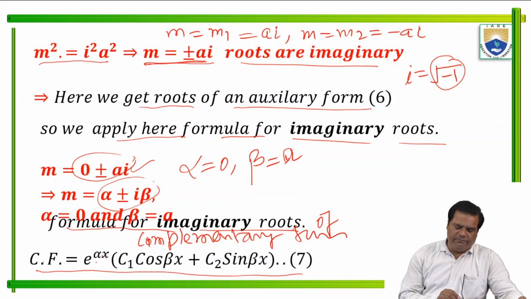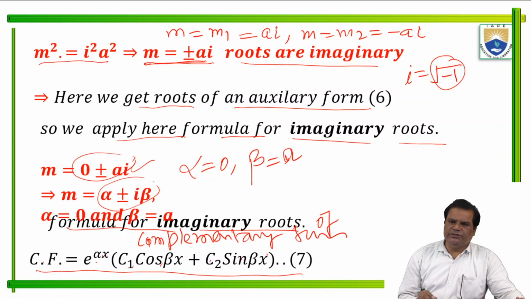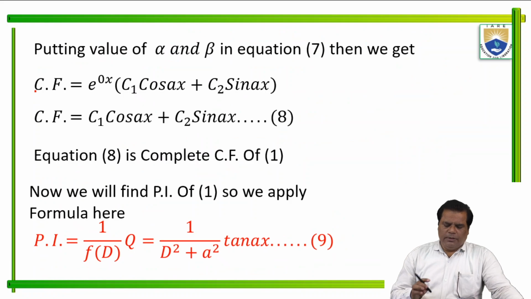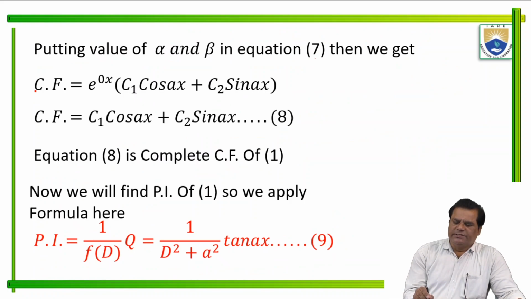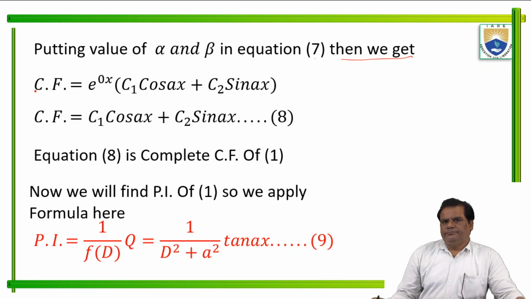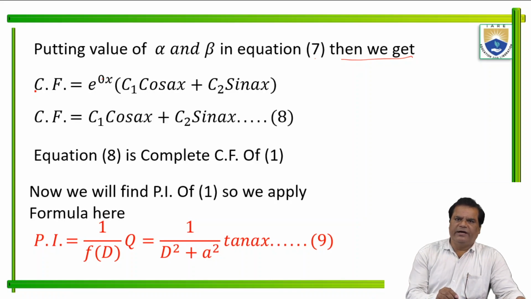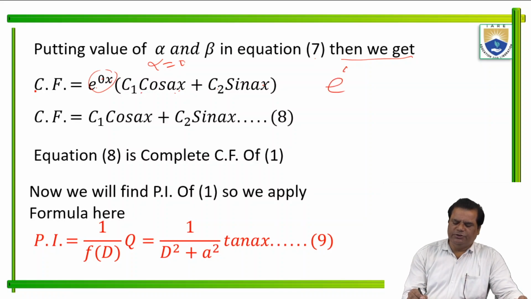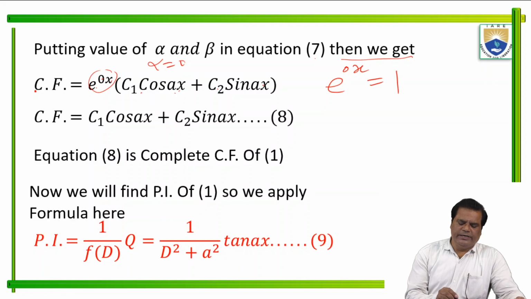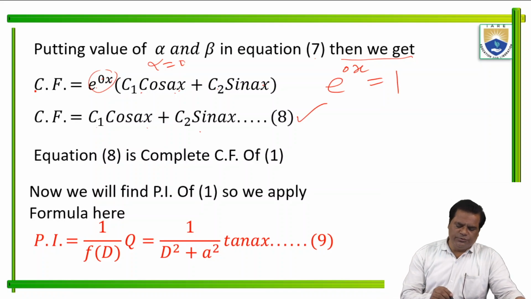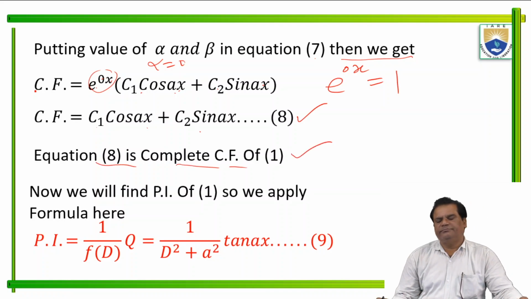CF equals e to the power alpha x, (C1 cos beta x plus C2 sin beta x). This is equation number 7. Now putting the values of alpha and beta in equation 7, we get CF. Alpha is 0 and beta is a, so e to the power 0x, (C1 cos ax plus C2 sin ax). E to the power 0x is 1. So CF equals C1 cos ax plus C2 sin ax. Equation 8 is the complete CF of 1.